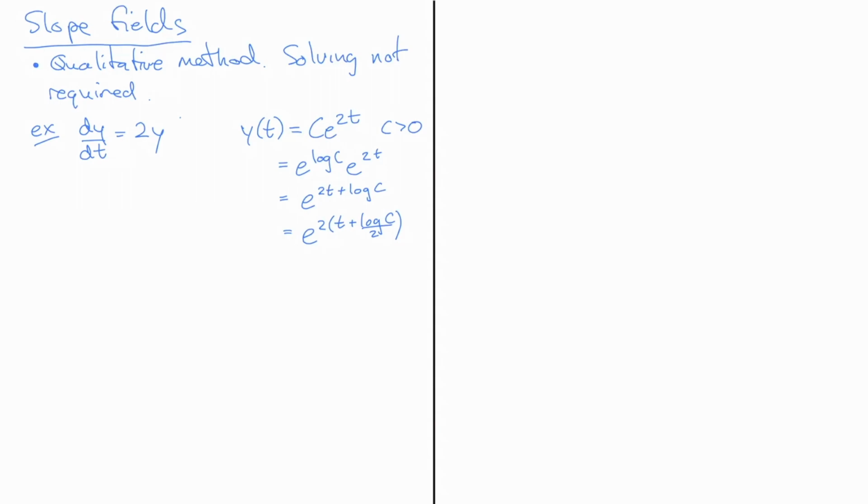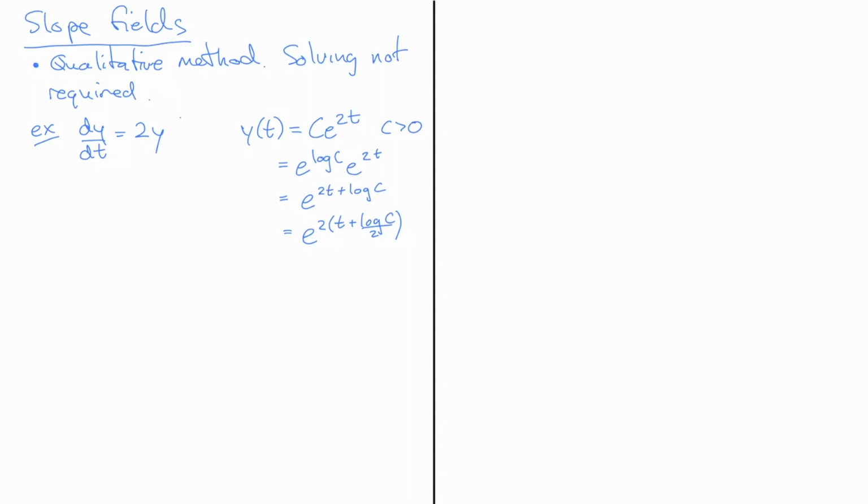And now if c is equal to a negative value, you can still do this. If c is negative, then you can replace the e to the log c by minus e to the log of minus c. And the same sort of calculation will go through. But I'll just leave that to you if you want to see how that works.